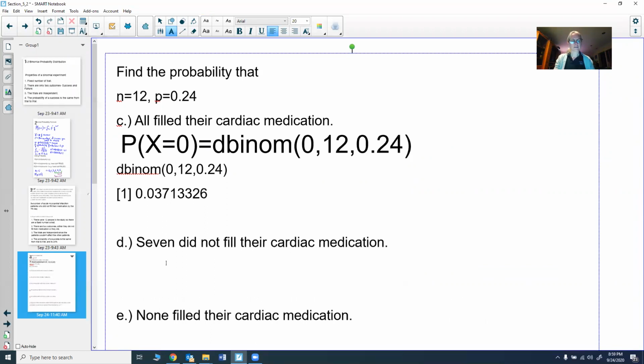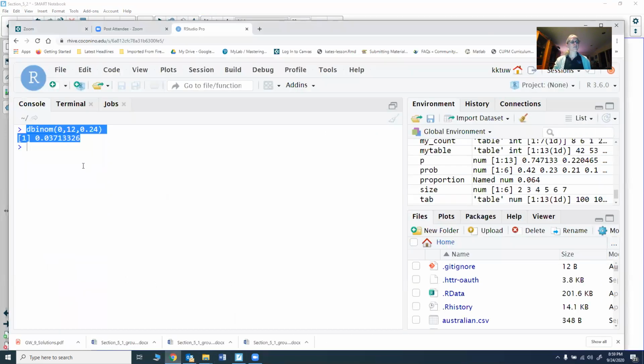The next one asks for the probability that 7 did not. So X again is the number who did not, and we want to know if the number who did not was 7. So again, I'm going to go back to RStudio. The nice thing about RStudio is I can just hit the up arrow. It'll bring back what I already typed in, and I can arrow over and change that 0 to a 7.